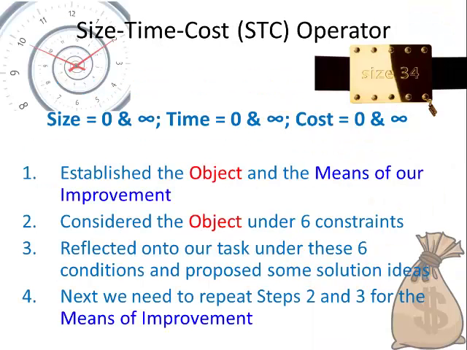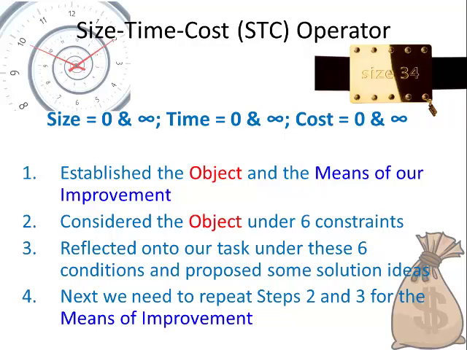What we have done so far was, first of all, we established the object and the means of our improvement. Secondly, we considered the object under 6 constraints. And thirdly, we reflected our task under these 6 conditions and proposed some solution ideas. As a result, we started to see that the problem can be viewed differently under different conditions.